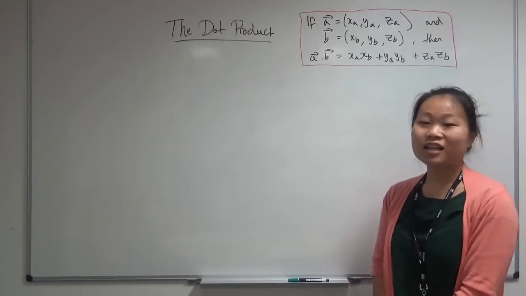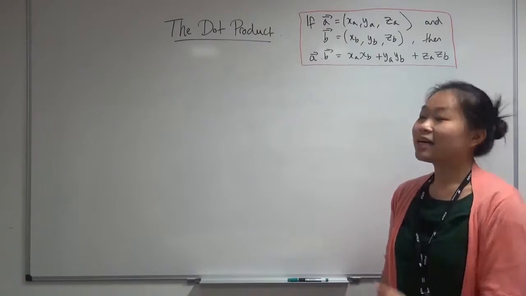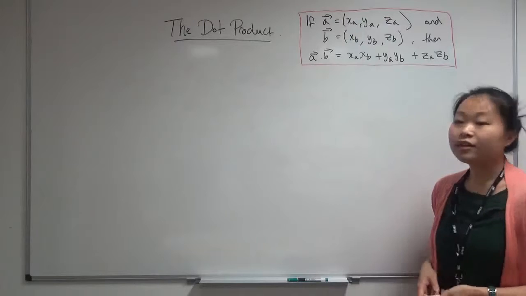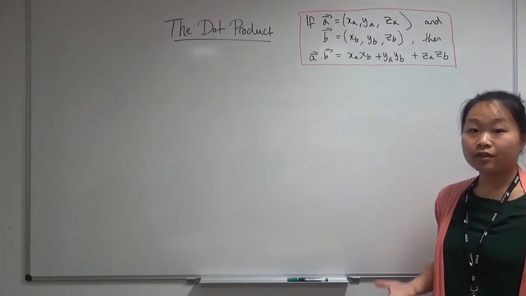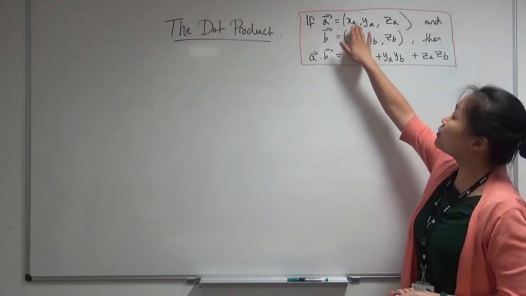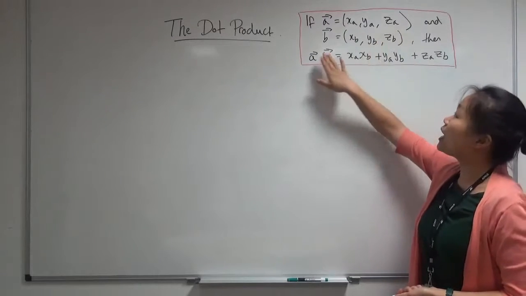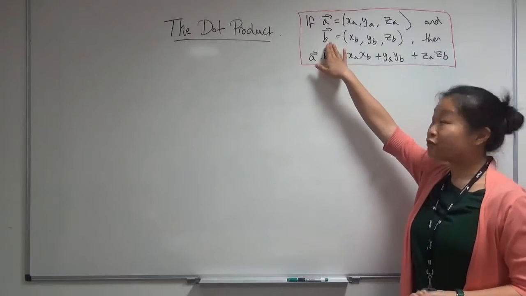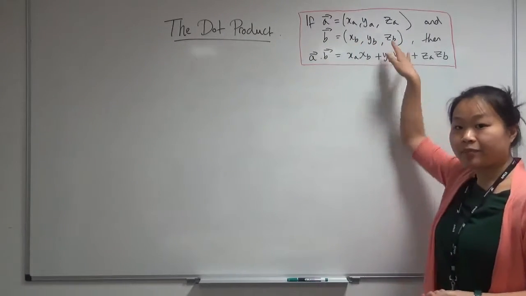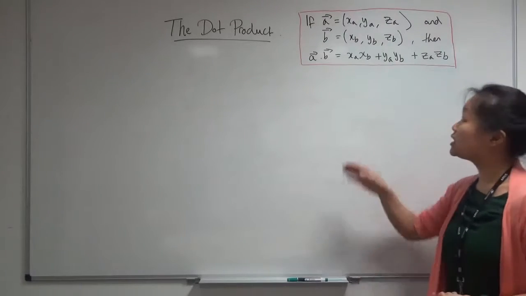So we're going to have a look at what the dot product is and how to calculate it. If we're given two vectors, a and b, in component form, so we've got a equals xa, ya, za, and we've got our vector b also in component form, xb, yb, zb, the way that we calculate the dot product is as follows.